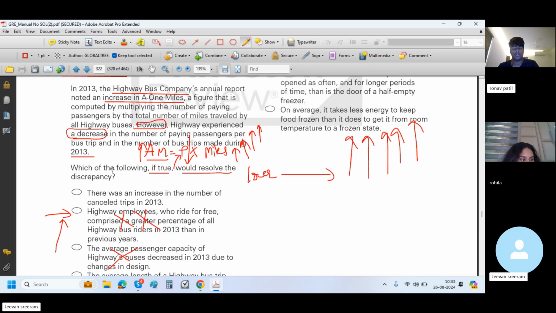No. Sorry. All the passengers should pay. Will you allow anybody without paying? Passengers should be paying passengers only. The passage doesn't give any sense that highway employees are riding for free, sir. The quantity is measured by the miles traveled. Have you got my point?